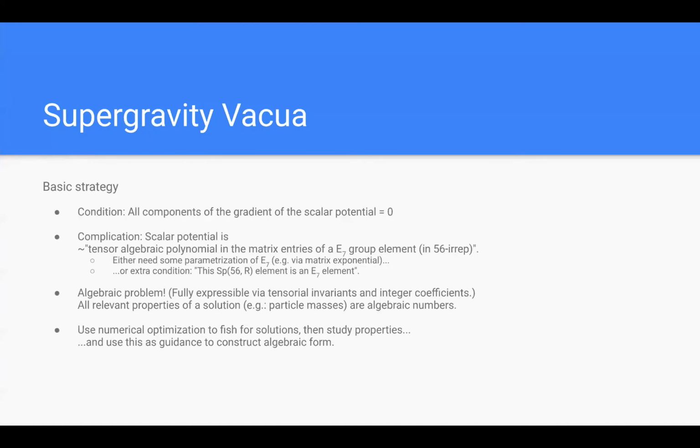So how do we find these solutions? The basic strategy is that, well, we have this condition that all components of the gradient of the scalar potential need to be 0. This is what gives us the critical points.